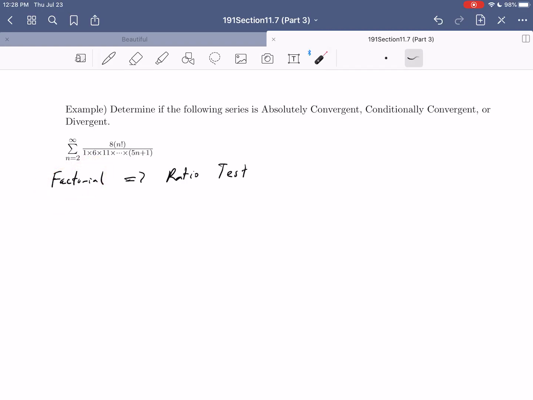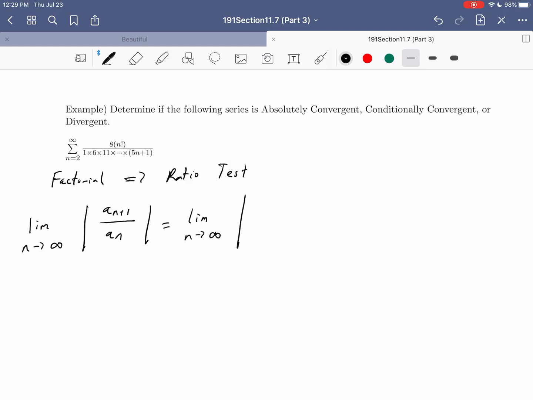Factorials are one of those things that as soon as we see them, we know that we should use ratio test. Notice that both this and this are factorials. If just one of them was there, if it just had n factorial there, or if it just had this in the denominator, we would still use ratio test, because as soon as we see one instance of a factorial, we know to use ratio test. So let's go ahead and do our limit as n goes to infinity, absolute value of a sub n plus 1 over a sub n.